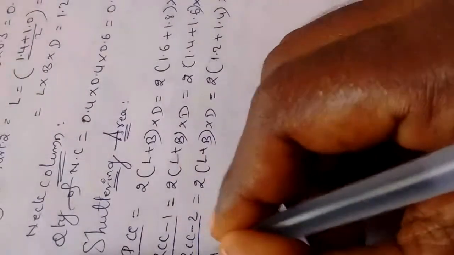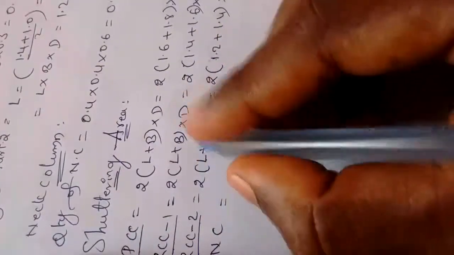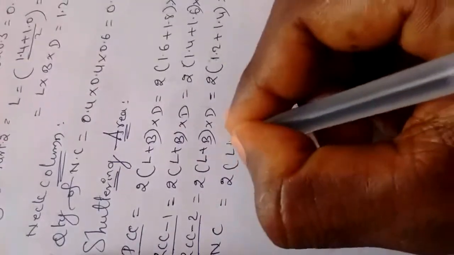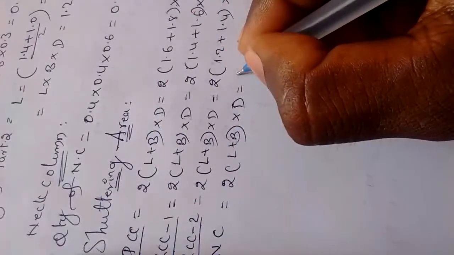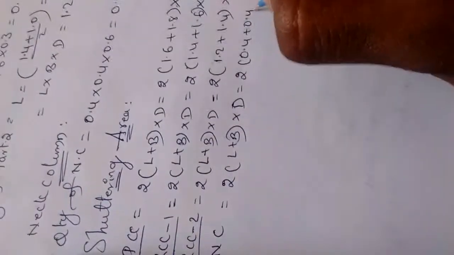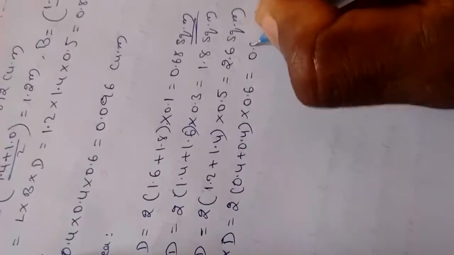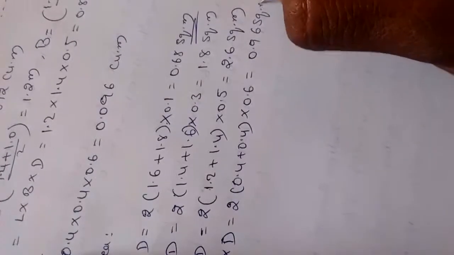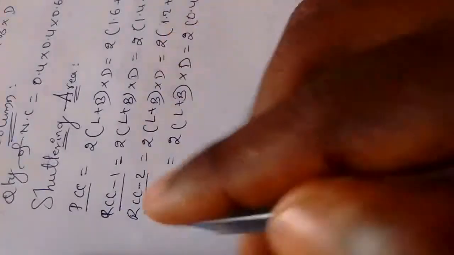Next one, neck column. Shuttering area for neck column is 2 into (L plus B) into depth. Total: 2 into (length 0.4 plus width 0.4), depth of neck column is 0.6 meters. Total you get 0.96 square meters. Simply, all footings are the same. We practice.